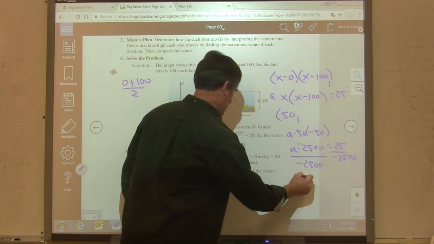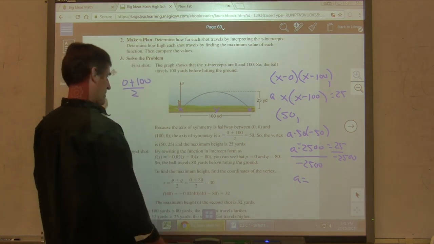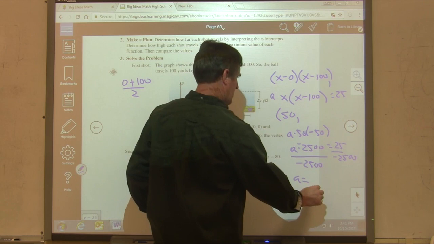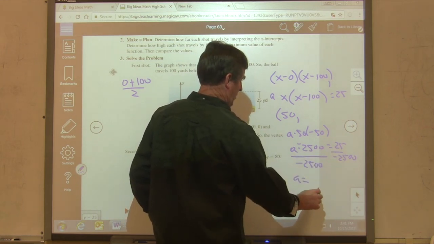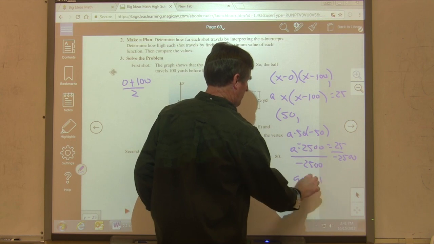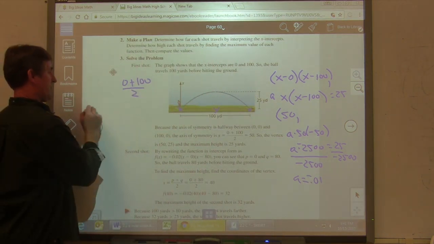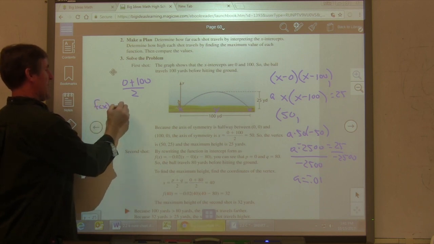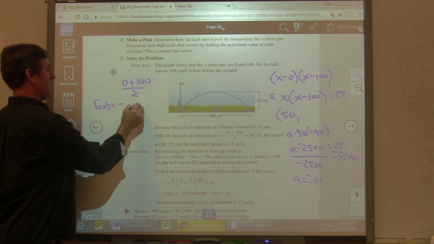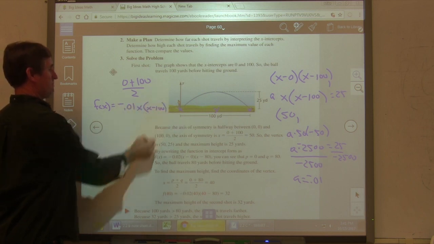So we get A is that would be negative 100, so negative 0.01. Okay? So now we have that equation. That would be f of x equals negative 0.01x times x minus 100.